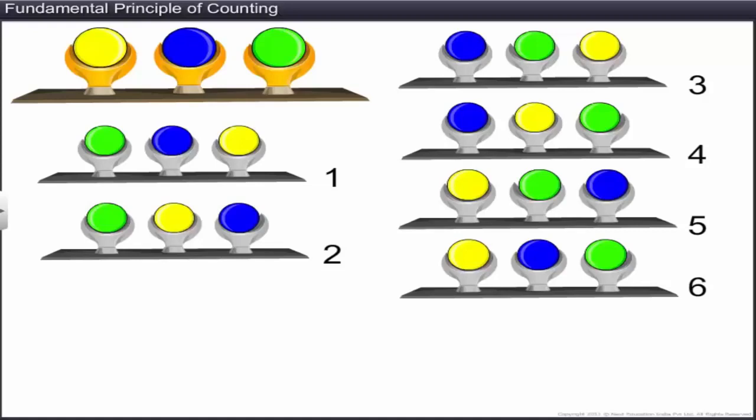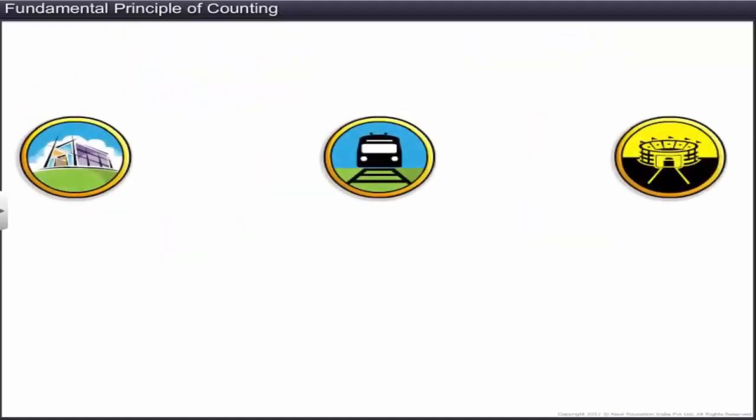What we are interested in here is the number of unique ways in which the balls can be arranged rather than the arrangement of the balls. We will extend this concept of counting further. Let's consider a situation where we are at the town hall in our city. We want to go to the stadium. For this, we have to board the metro train that takes us to the stadium.